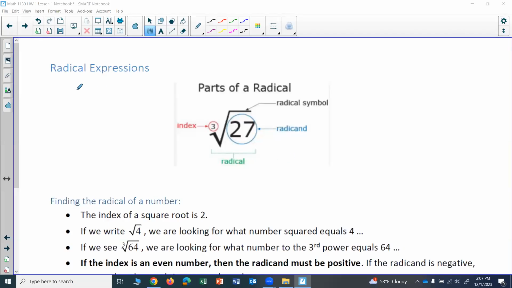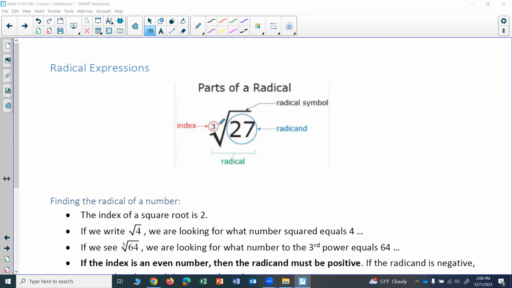In this video, we'll start looking at radical expressions. First of all, let's talk about the parts of a radical. When you have this root symbol, that's called your radical symbol. The number that's on the outside, kind of in the little groove of the root symbol, is called your index. The number that's underneath the radical symbol is called the radicand. And then the overall expression is called the radical.